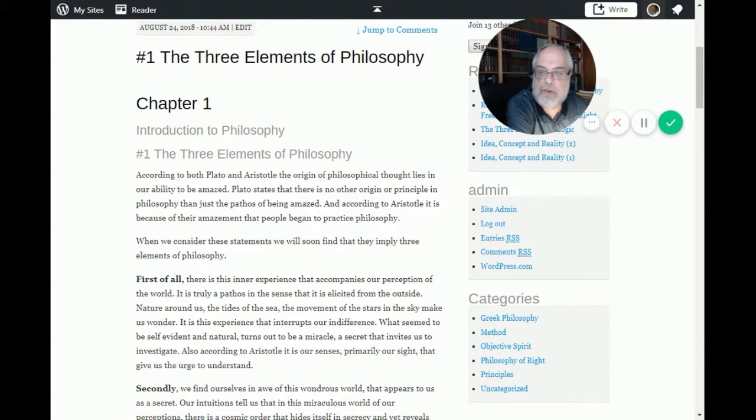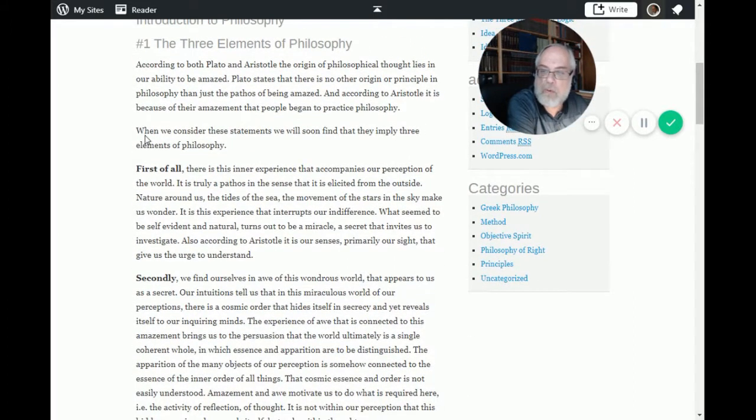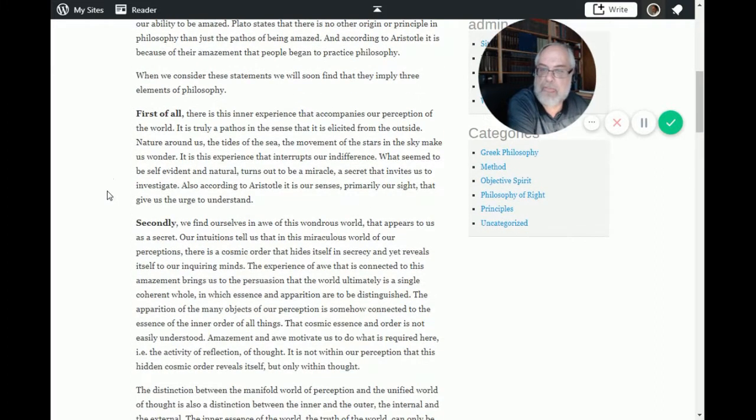According to both Plato and Aristotle, the origin of philosophical thought lies in our ability to be amazed. Plato states that there is no other origin or principle in philosophy than just the pathos of being amazed. And according to Aristotle, it is because of their amazement that people began to practice philosophy. When we consider these statements, we will soon find that they imply three elements of philosophy.